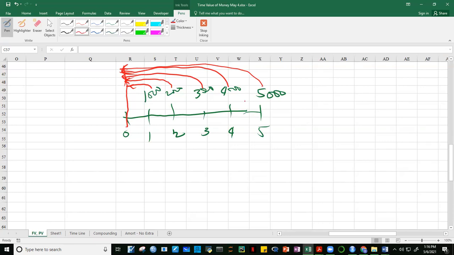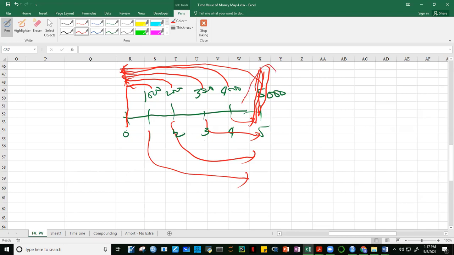Pwede rin natin silang dito ilagay, no? Yan. Tama din yun, guys. You can put them all here, sorry sa time 5. So ibig sabihin, magkano si 4,000 at this point? Okay, at this point, magkano yung mga yan, no? Okay? Si 5,000 kasi andyan na, no? So we can add all these cash flows pag andito sila.